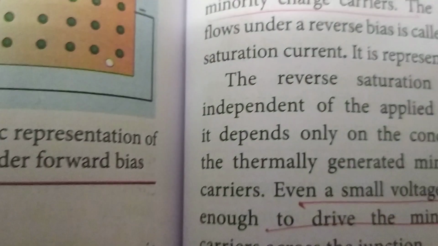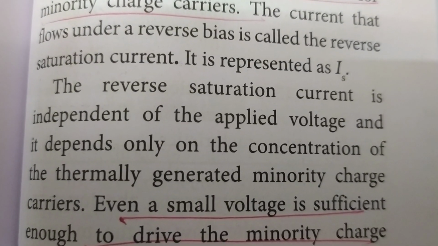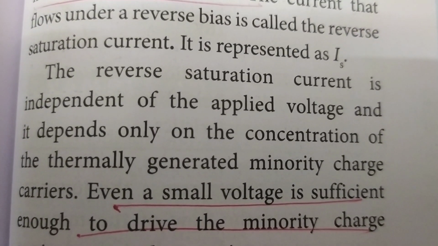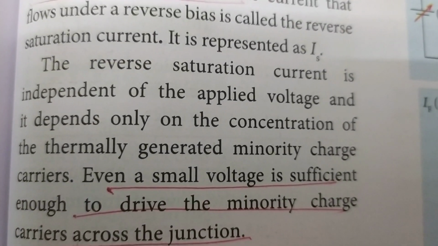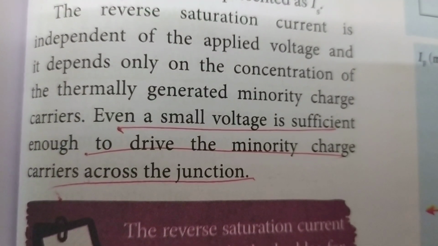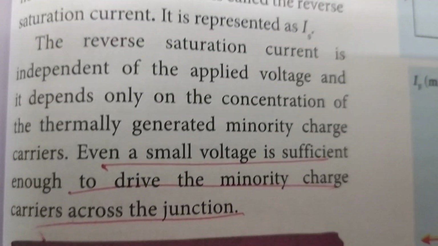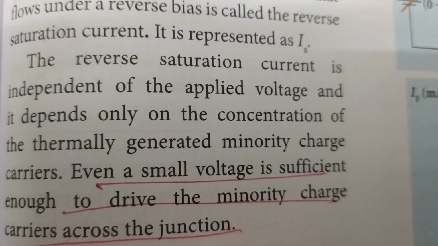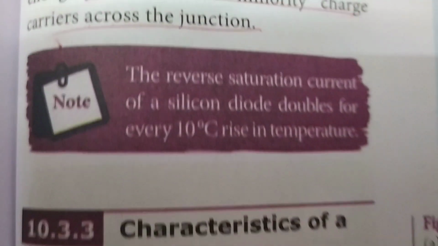So here a reverse saturation current is formed, and this is independent of the applied voltage and depends only on the concentration of thermally generated minority charge carriers. So here even a small voltage is sufficient to drive the minority charge carriers across the junction. And usually the reverse saturation current is represented as IS.